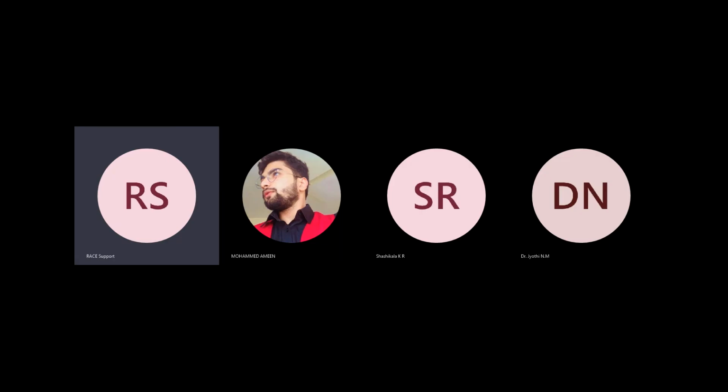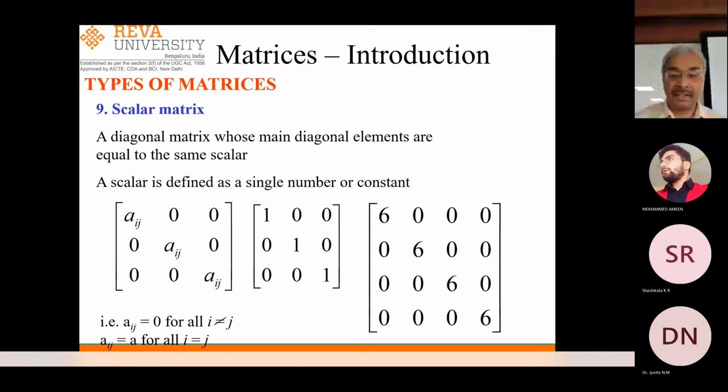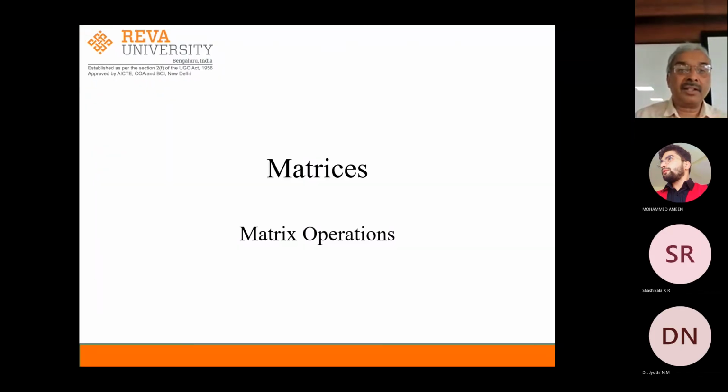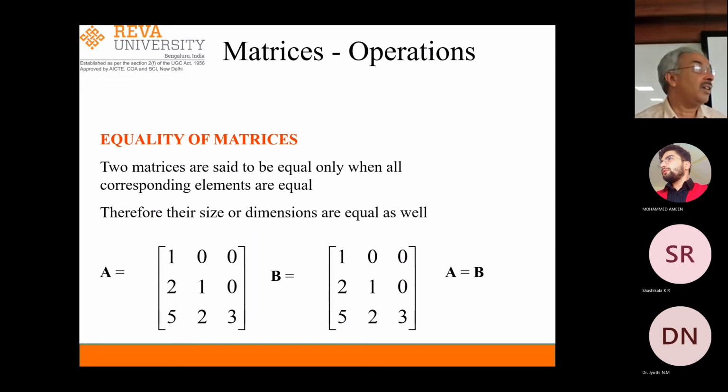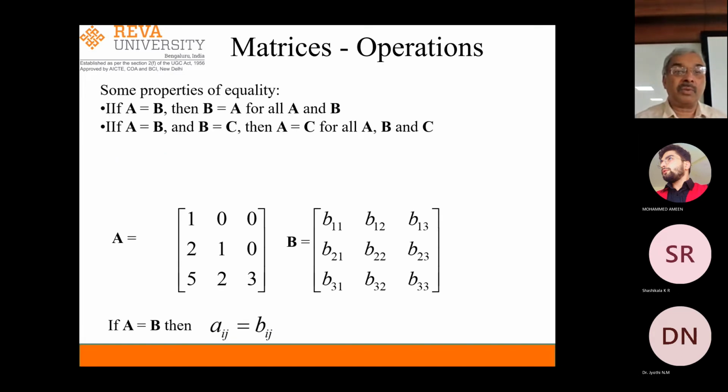And we would like to understand certain things, like the scalar matrix we discussed. Now let us look at when A is equal to B. When all the corresponding elements of two matrices are the same, then only A is equal to B. Just because the matrix magnitude is the same, it is not correct. The order of all the elements should be the same. Then only it will be equal. So that's one property that we would like to check.